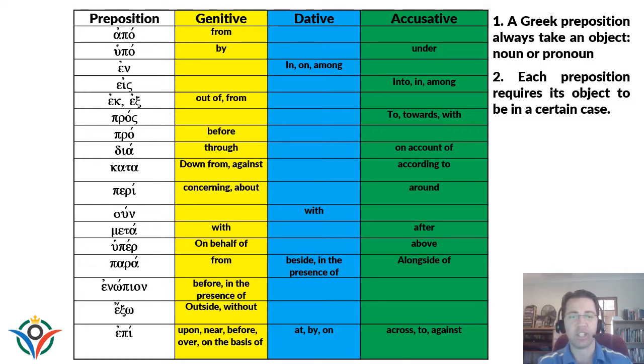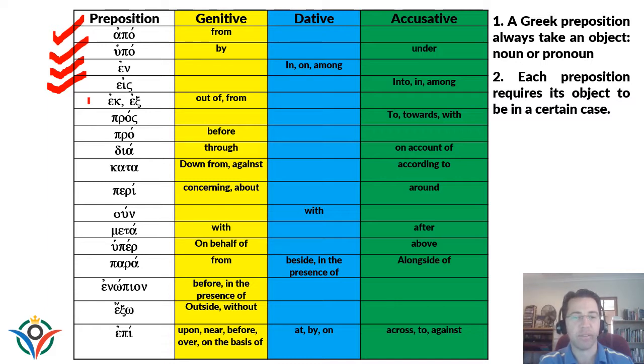All right, so I've actually color coordinated those cases. So the object will either be in the genitive, the dative, or the accusative cases. So let's go through each one of them very quickly. Start with apo. It takes its object in the genitive case and can be translated as from. Then we have hupo, which in the genitive is translated as by, and in the accusative under. Then we have en, which in the dative is translated in, on, among. Then we have eis, which in the accusative is rendered as into, in, or among.